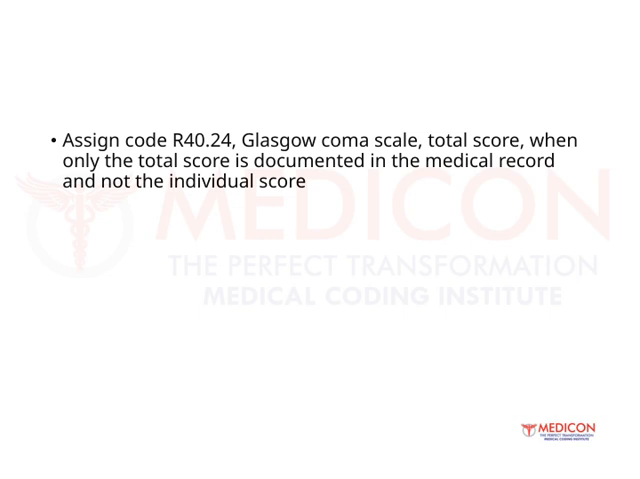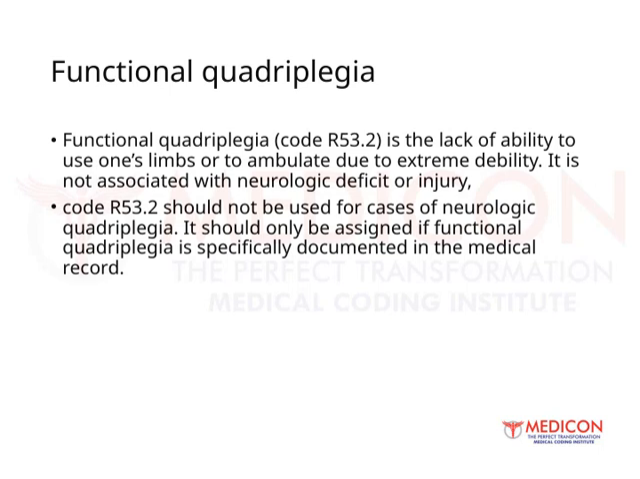Remember, the overall theme here is the importance of precise documentation, which directly impacts coding accuracy and ultimately proper billing and medical record integrity. Let's talk about functional quadriplegia, which is coded as R53.2. This condition refers to the inability to use one's limbs or to walk, and the key here is that it's due to extreme debility or weakness, rather than any neurological injury. It's important to emphasize that this code is not used when the quadriplegia is caused by nerve or spinal cord damage. That's a different situation, and you'd use a different code for neurologic quadriplegia.